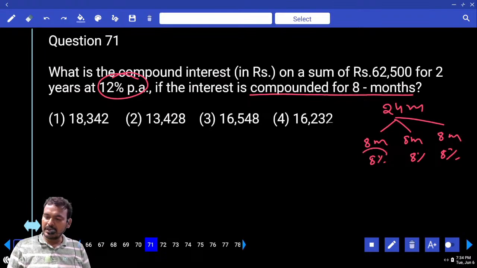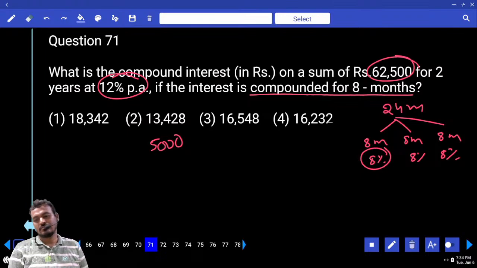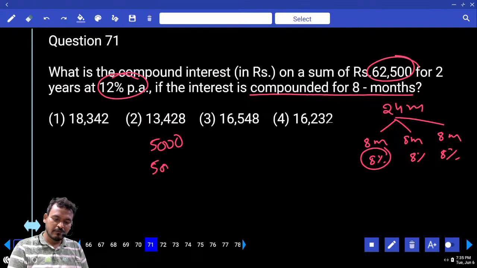What is the 8% of 62,500? 10% is how much? 6250. 2%? 1250. Subtracting, 5,000. First 8 months interest is 5,000. Next 8 months interest is 5,000 plus 8% of 5,000. What is the interest? 400.